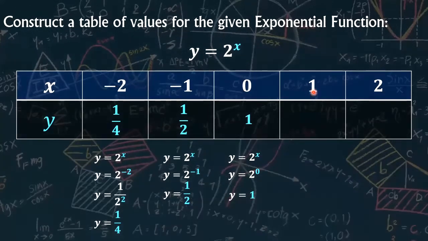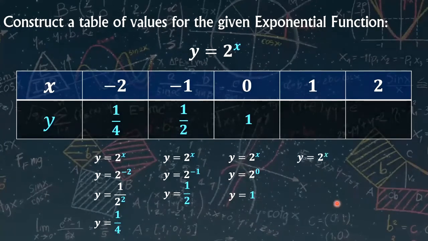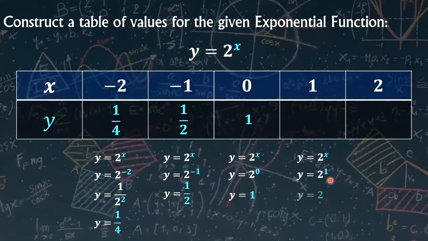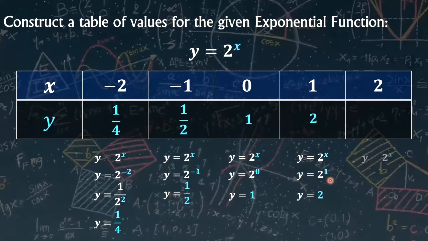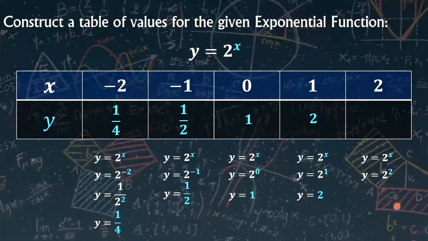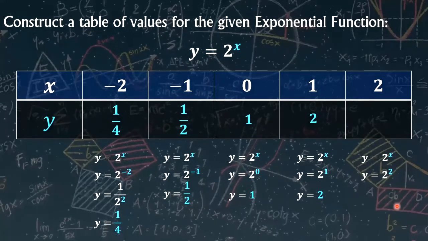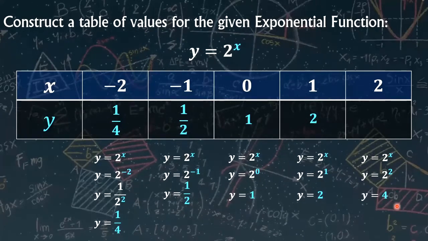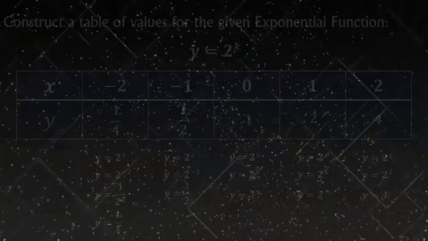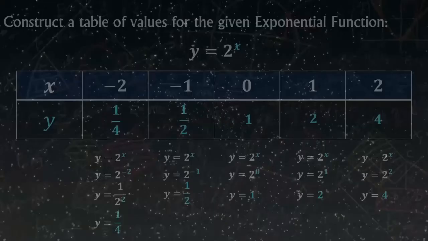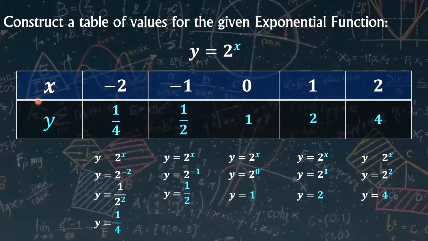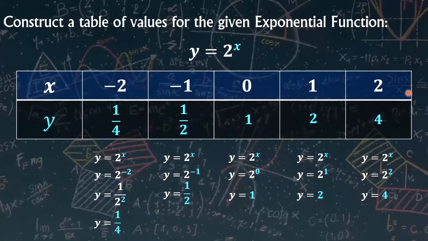When x is +1, substitute, we have here y is equal to 2 raised to the power of 1. So when x is 1, our y is 2. Lastly, when x is +2, substitute, we have here y equals 2 raised to the power of 2. So 2 squared is 4. Therefore, when x is 2, our y is +4. I believe this example is easy, no? Because we are used to substituting values of x to the given function.